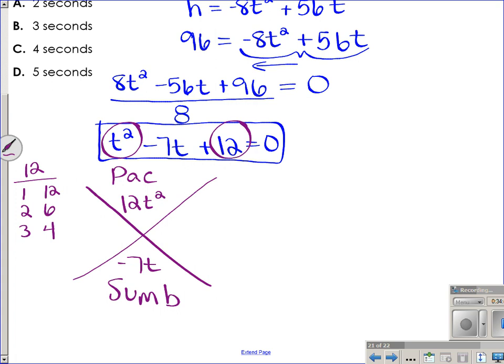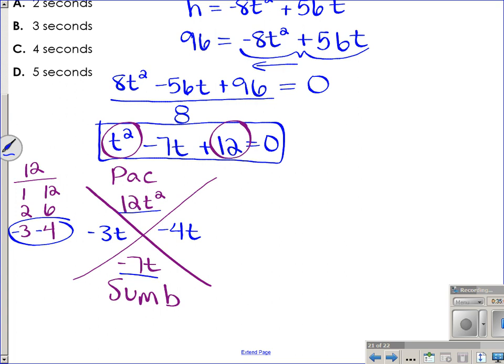So how could I get a -7? Well, I look at this, and if I add 3 plus 4, I could get a positive 7. But I need a negative 7. So I need to make both of those negative. Negative 3t and negative 4t. A negative times a negative will still multiply to the positive 12, but they'll add up to the negative 7, which is exactly what we want.